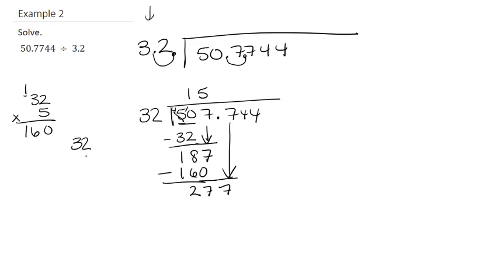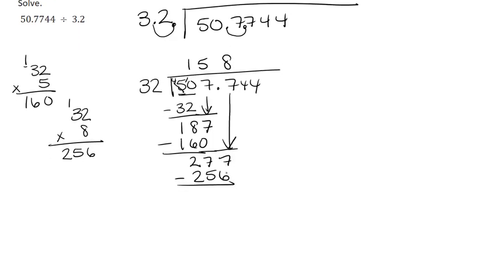But first, let's go 32 times 8. So 2 times 8 is 16. Carry the 1. 8 times 3 is 24, plus 1 is 25. So if we go ahead and add a 32, that would put us over this number. So we're just going to go 32 can go into 277 8 times. So we put 256 below, and we're going to go ahead and subtract. The next thing we do is we get 7 minus 6, which is 1, 7 minus 5, which is 2, and 2 minus 2, which is 0.